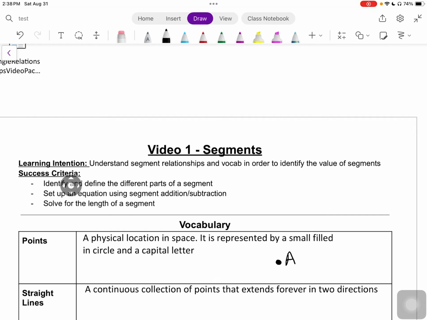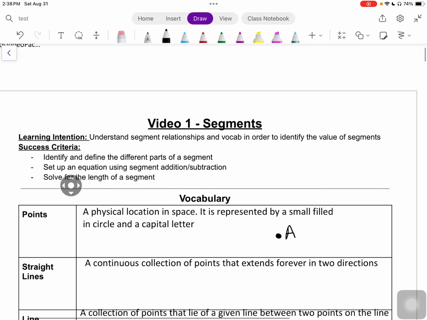All right. Second vocabulary word is straight lines. So lines are continuous in both directions. It's a continuous collection of points that extends forever in two directions. And for purposes in geometry, all lines are going to be straight lines. We're not really going to deal with too many curves until we get to circles. But what happens is we have a line that continues in both directions, and on this line, there are an infinite amount of points.